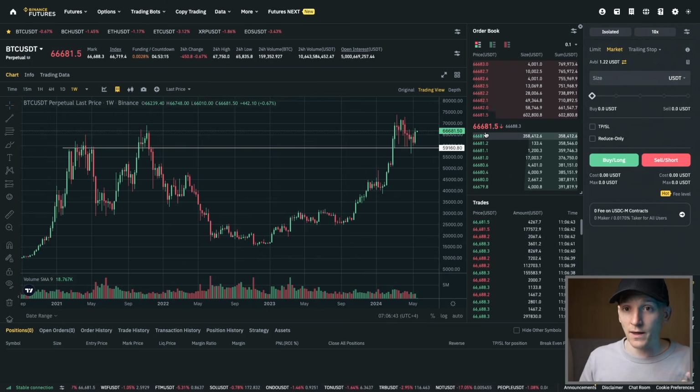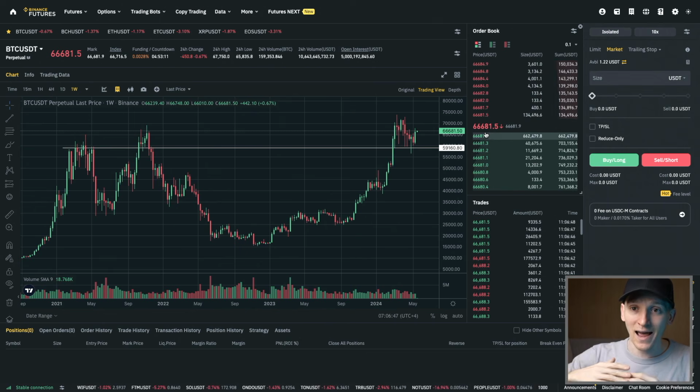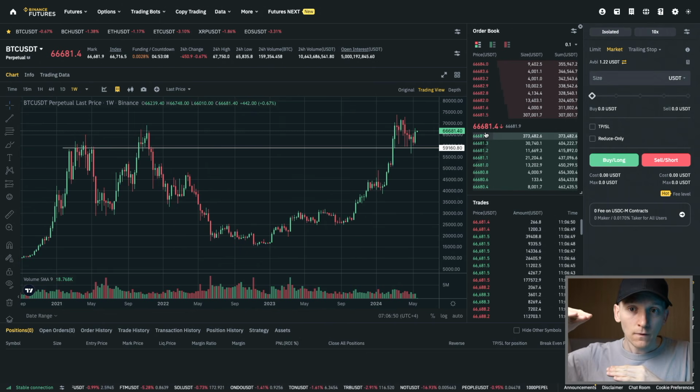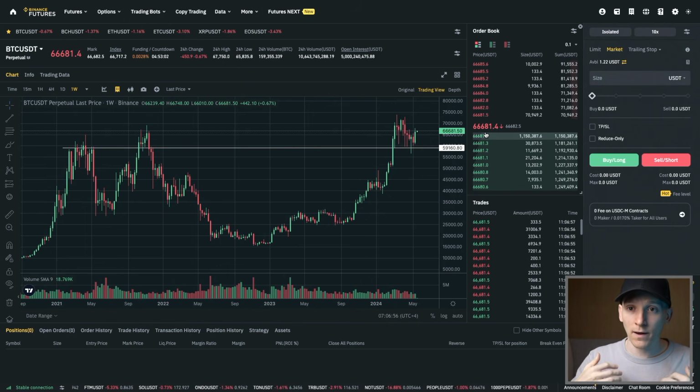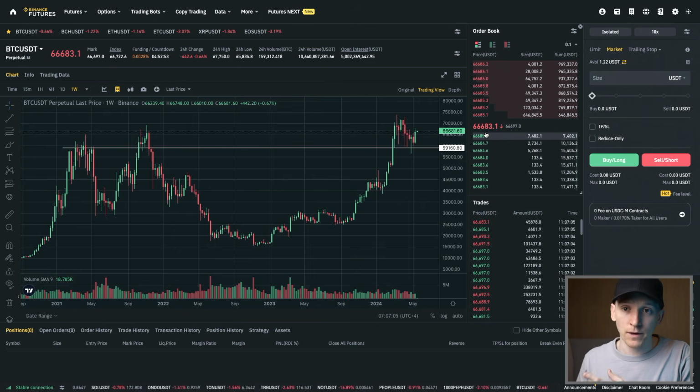Now, conversely, on the other side, if sellers are coming into the futures market, pushing the price way down below the spot price, then there's too many sellers and the exchange is going to make those sellers pay the buyers coming in. So buyers will come in and they can get the funding rate from sellers. So it can be paid by longs, it can be paid by shorts.